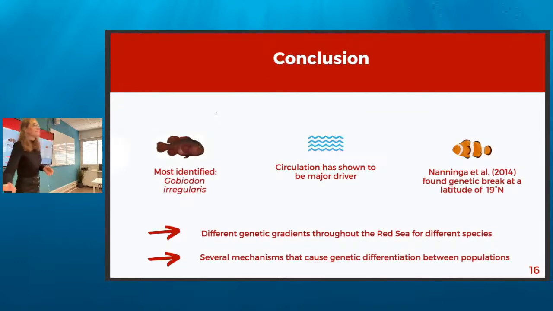So to conclude on this study, 25 out of the 129 gobiodon could be identified, with Gobiodon irregularis being the most abundant.